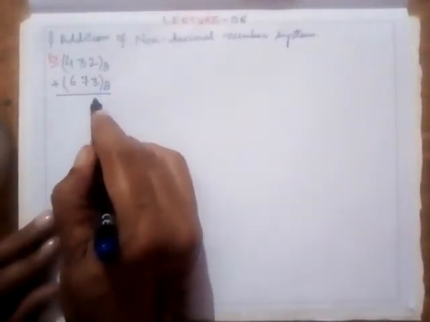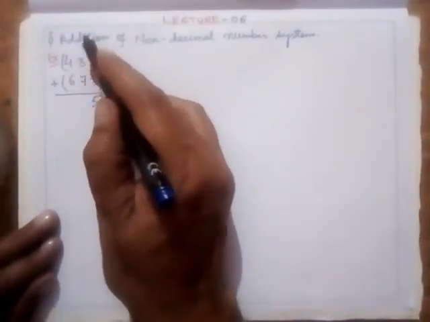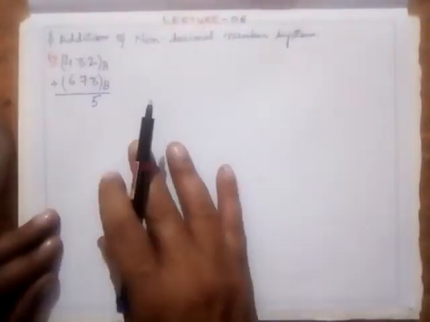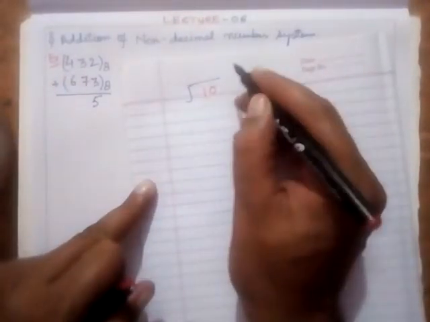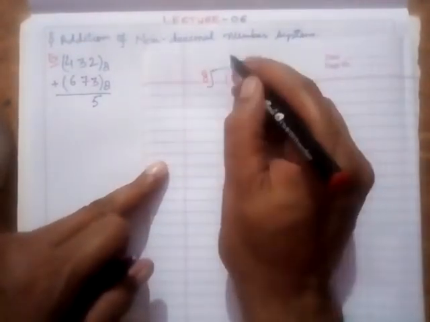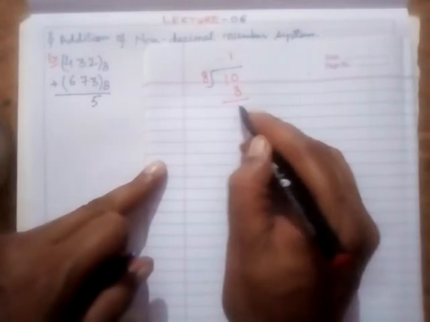So 3 plus 2 is 5, which is less than 7, so I write this 5 here. Now 7 plus 3 is 10. The addition I do in my mind is with respect to base 10 only. But 7 plus 3 is 10, which is more than 7. So I divide this number, 7 plus 3 which is 10, by the base 8. 8 ones are 8, and the remainder is 2.